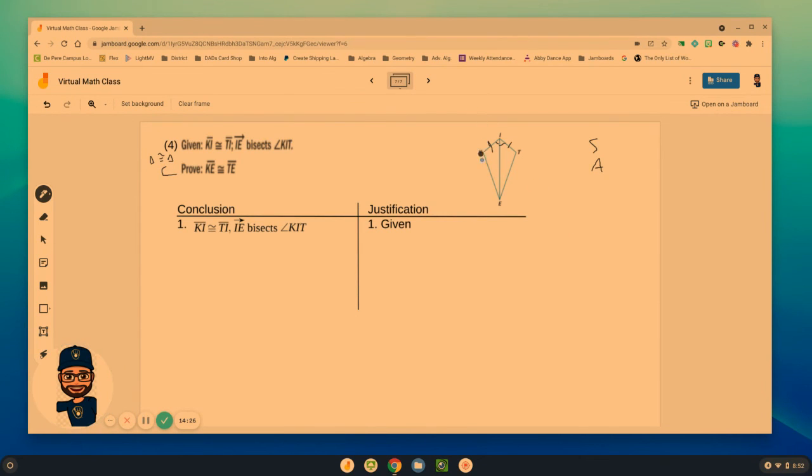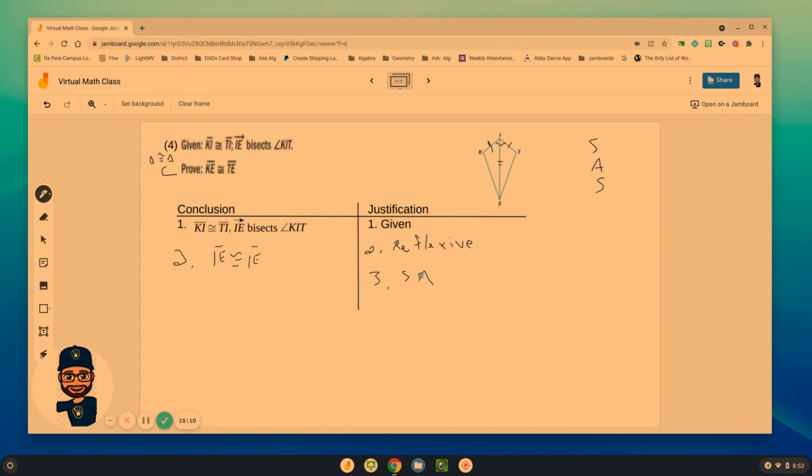But they do share a common side, so number 2 is going to be that segment IE is congruent to itself. Segment IE. What allows us to say that? That is called the reflexive property. You want to make sure that you have that down somewhere. Well, now that I know that IE is congruent to itself, notice how we have side to an angle to a side. We have SAS.